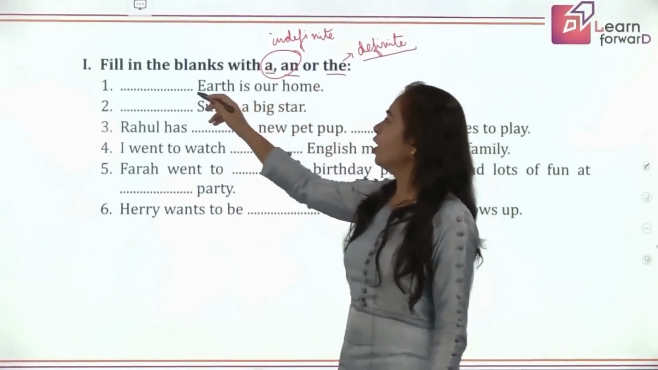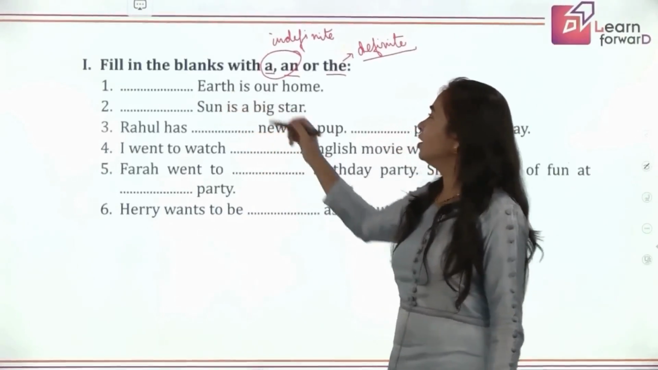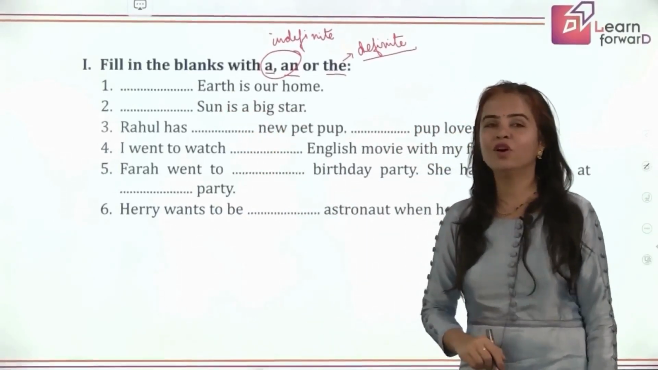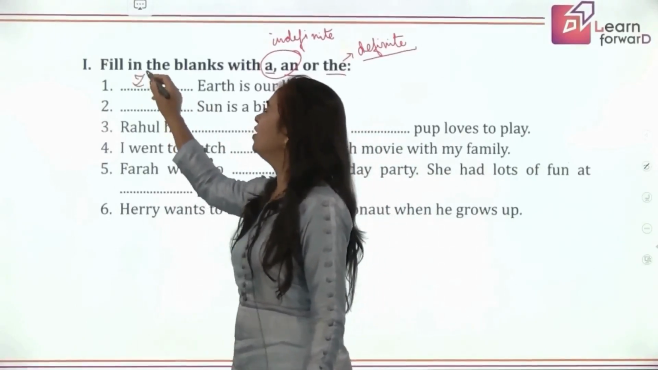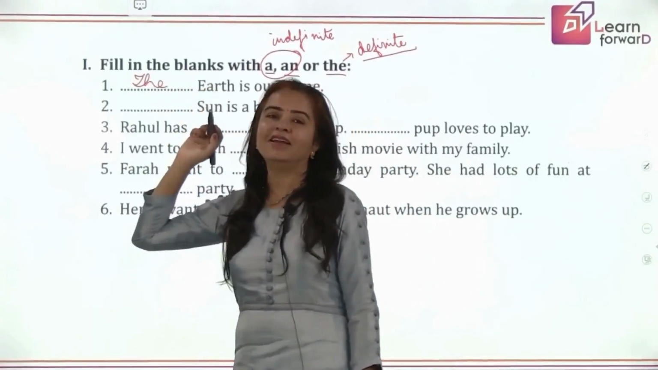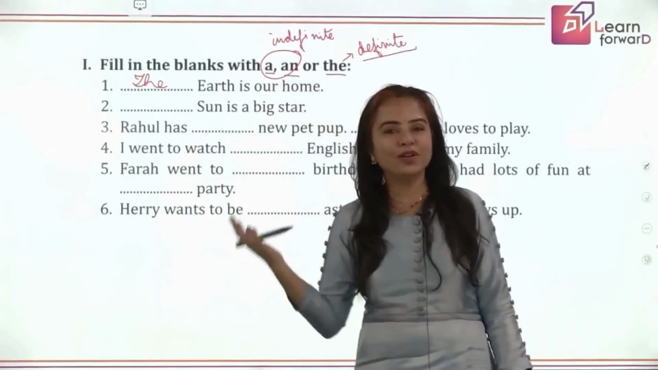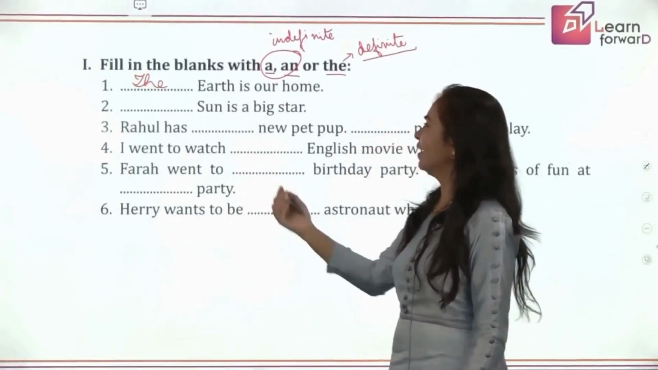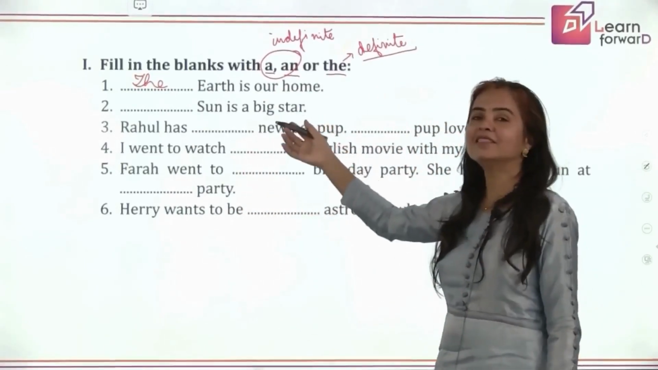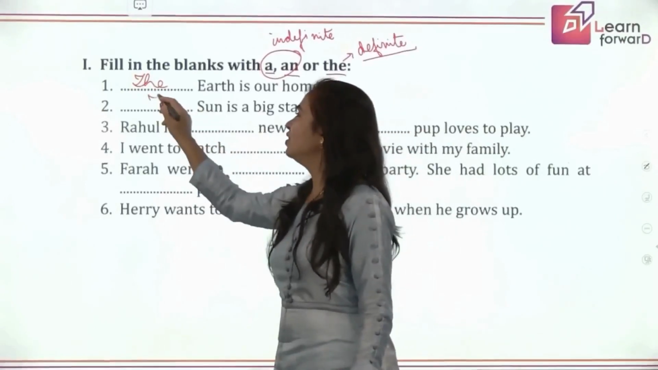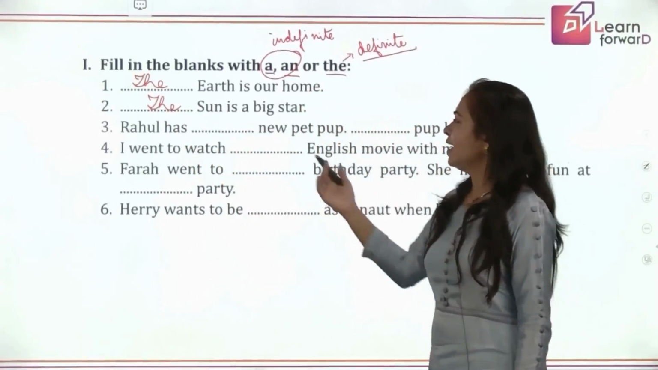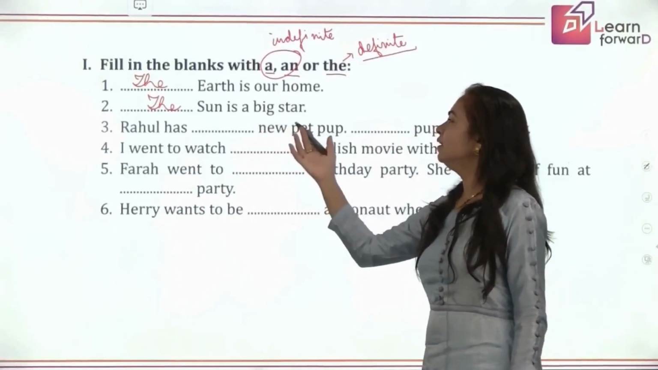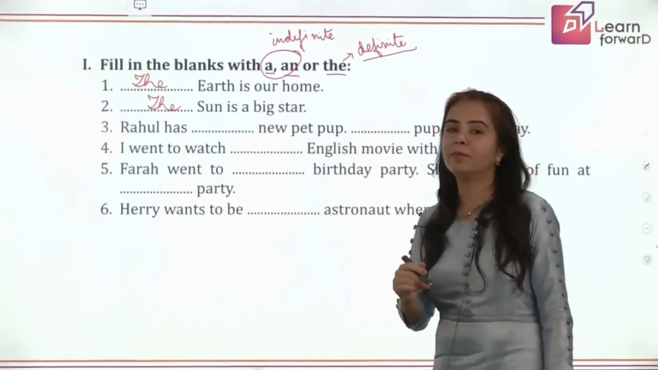Okay. Now coming to this. Dash earth is our home. What will you use here? The. Can you quickly recall the rule why we are using 'the' here? Because it is a universal thing. It's one of its kind. Yes. Next is dash sun. Again, this is also universal. The sun is only one.